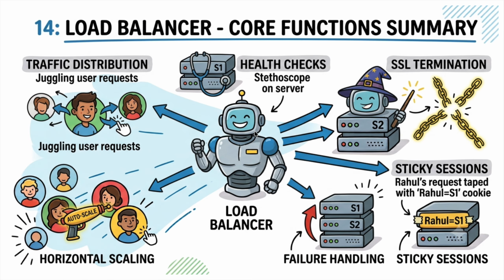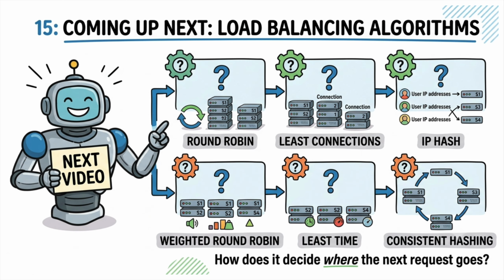So today we followed a simple customer request from the moment they click buy now until the order was processed. Along the way, we learned how load balancers distribute traffic, detect failures, perform SSL termination, perform horizontal scaling, maintain sticky sessions, and intelligently route requests using layer 4 and layer 7. Now that you understand what a load balancer does, in the next video we will dive into how it decides which server gets the next request, covering algorithms like round robin, least connections, IP hash, and some other algos as well.